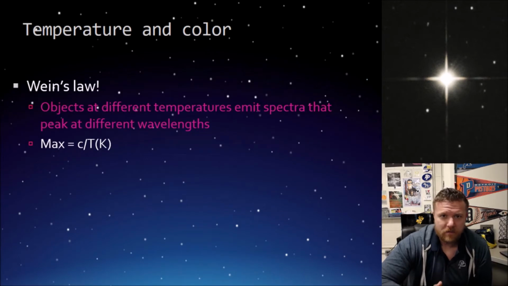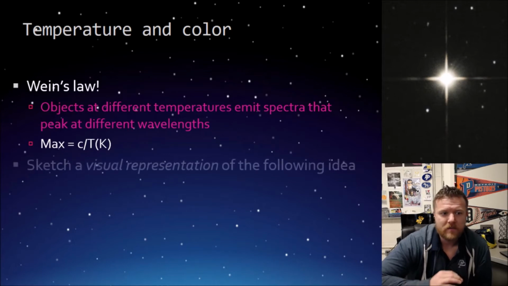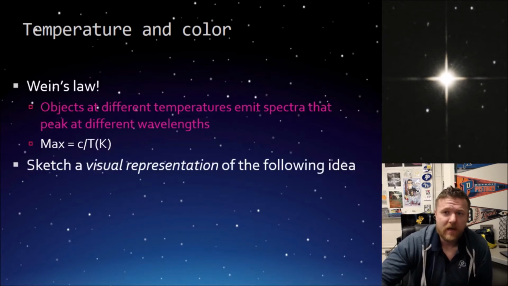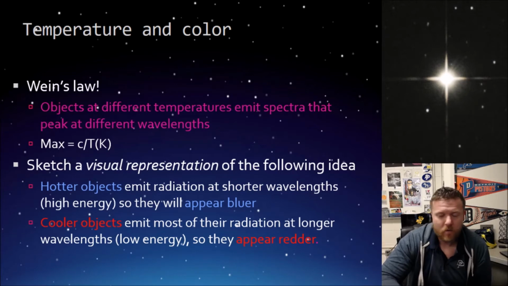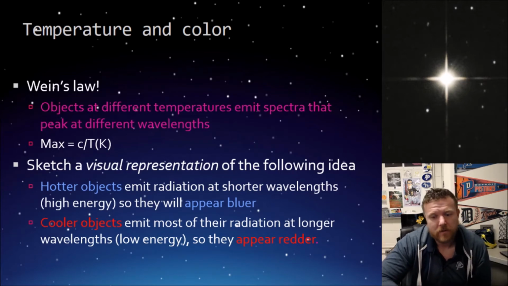Obviously, temperature and color, that was Wien's law. We've already looked at that, so I'm not going to spend a whole bunch of time on it. I just want to remind you of it. But I do want you to sketch a visual representation in your science journal of this following idea. Hotter the object, blue. Colder the object, red. We're going to come back to that idea quite a bit when we're looking at stars. Hotter the object, blue. Colder the object, red.